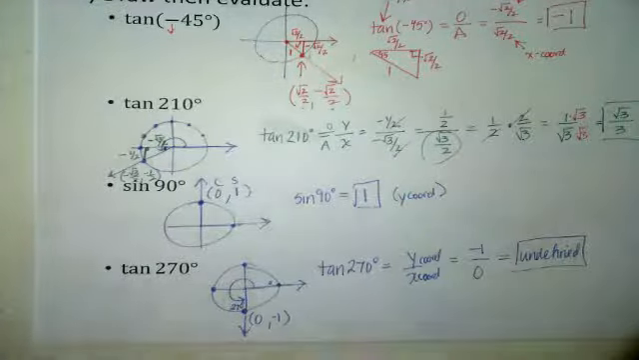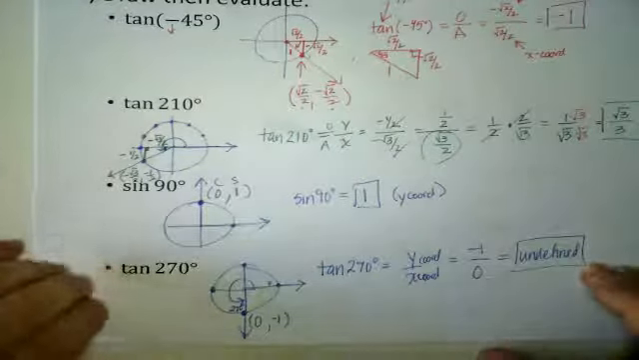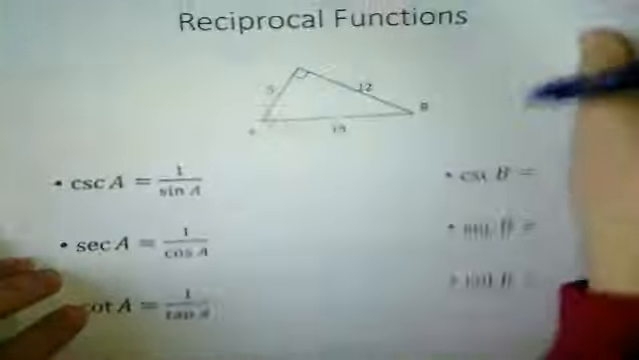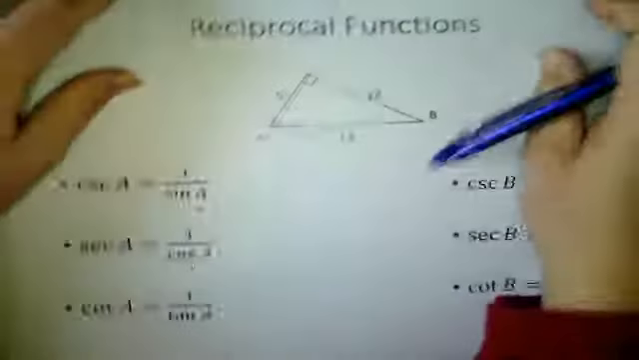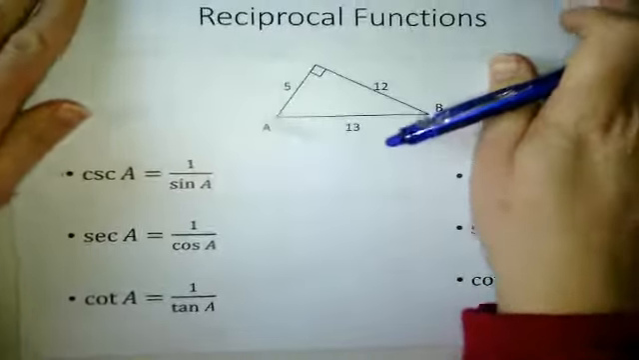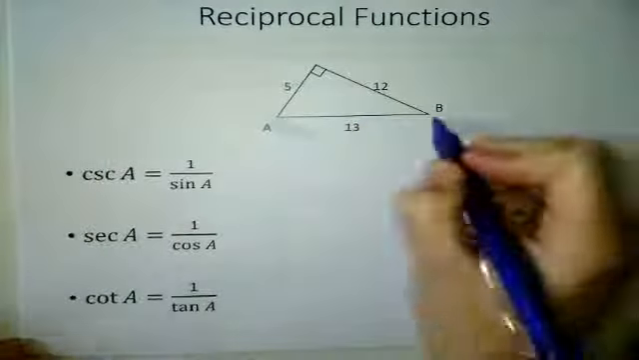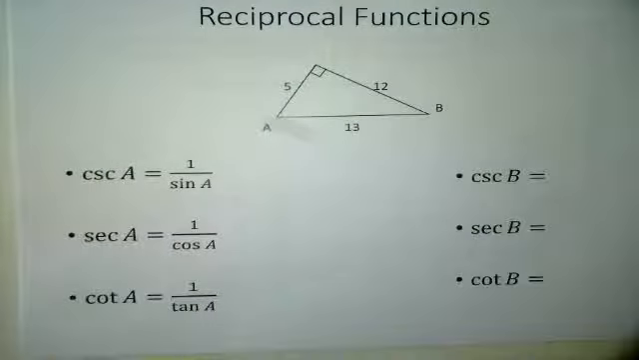That's why it's undefined. Doesn't exist. All right. So let's look at our reciprocal function. So I have a lovely 5, 12, 13 triangle. You can see I have labeled A and B. These are the reciprocal functions.